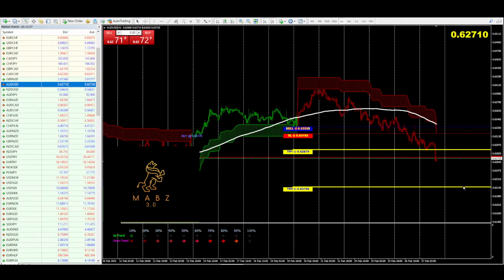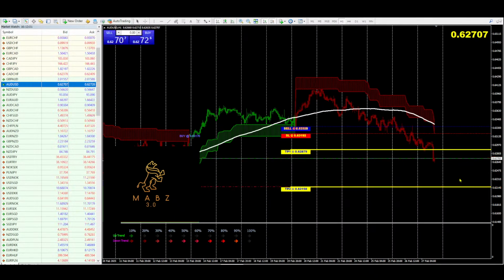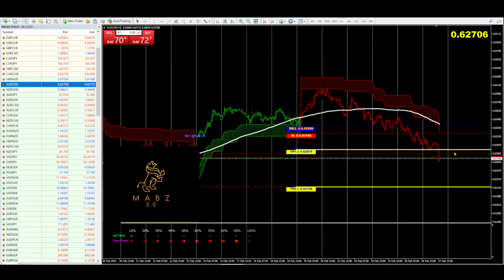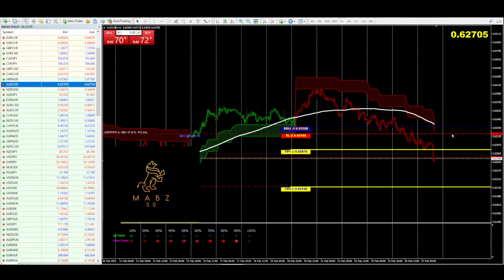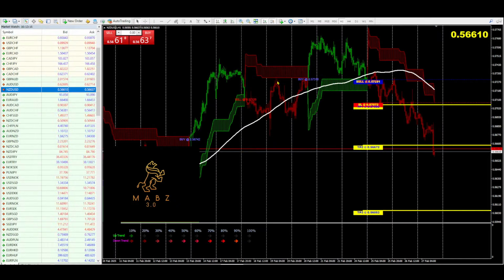Why is this trade valid? Because the market is underneath the 100 period moving average, and the volatility meter is above 70%, and then we've got a clear sell for TP2 and TP3. So TP1 was hit, now we're going for TP2 and TP3. Let's get it. NZD USD, same thing.